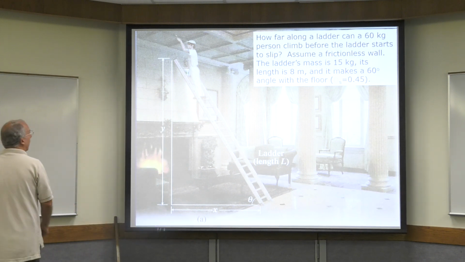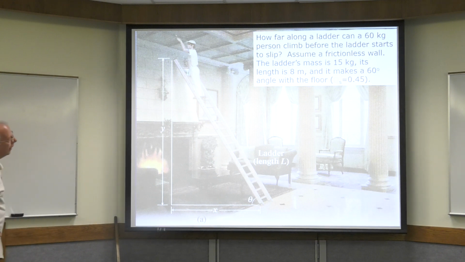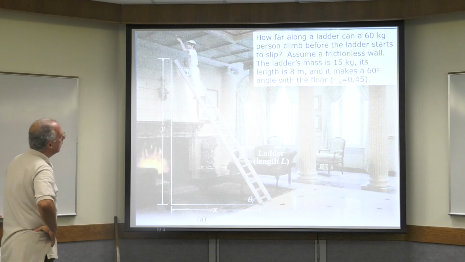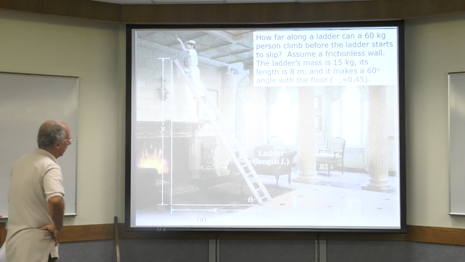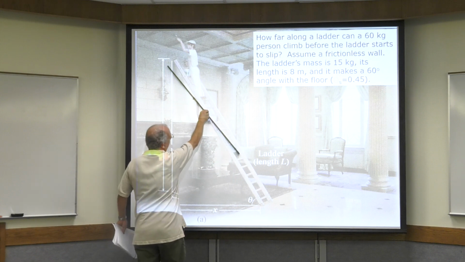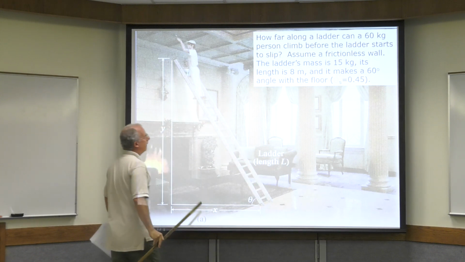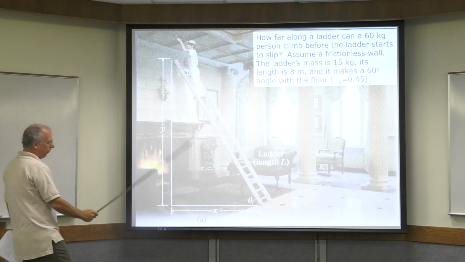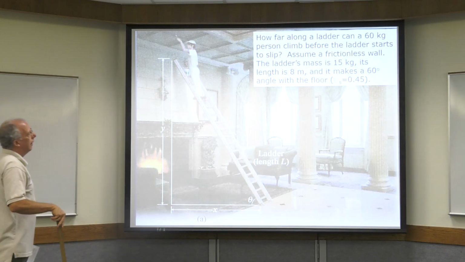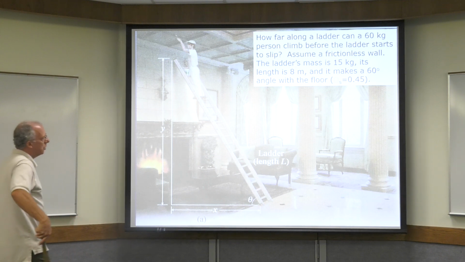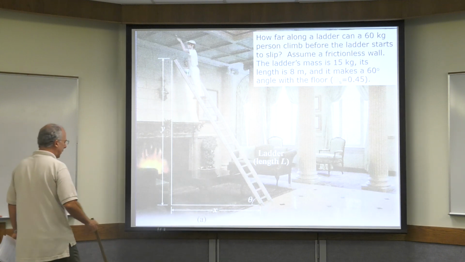Okay. How far along a ladder can a 60-kilogram person climb before the ladder starts to slip? Assume a frictionless wall. Great. So all the friction's down here. The ladder's mass is 15 kilograms, the length is 8 meters, and it makes a 6-degree angle with the floor. And they give you the mu s.